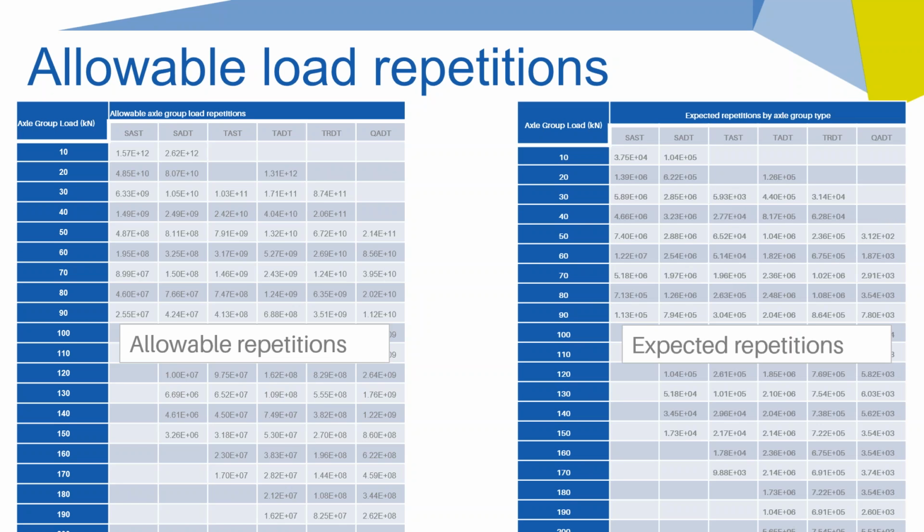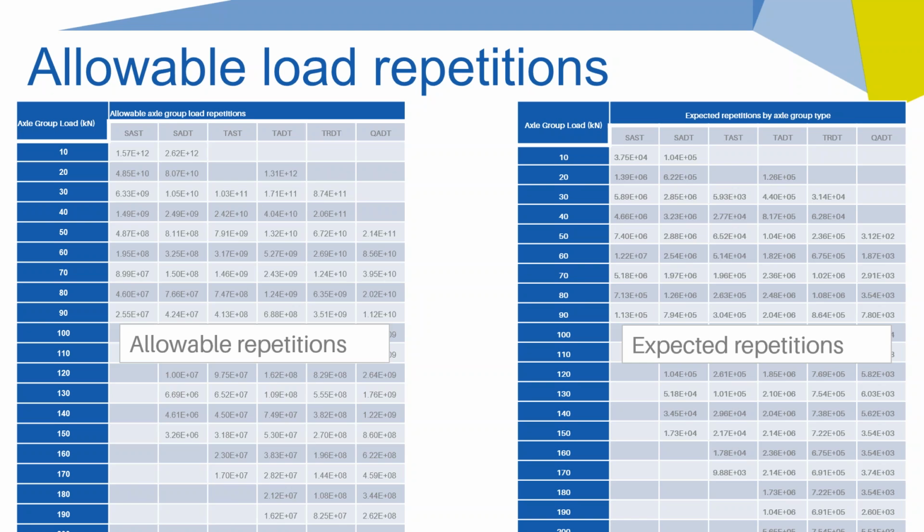The comparison is done by dividing the expected repetitions by the allowable repetitions. So, for example, if you just look at the columns SAST, which is a single axle with single tyres, we may as well just pick the first axle group load category there, 10 kilonewtons. Our allowable repetitions is 1.57 times 10 to the 12 repetitions. That's from the left-hand table. Looking at the same place in the right-hand table, our expected repetitions is only 3.75 times 10 to the power of 4. So we divide the expected repetitions, 3.75 times 10 to the power of 4, divided by 1.57 times 10 to the power of 12, and that gives us a damage increment for that combination.